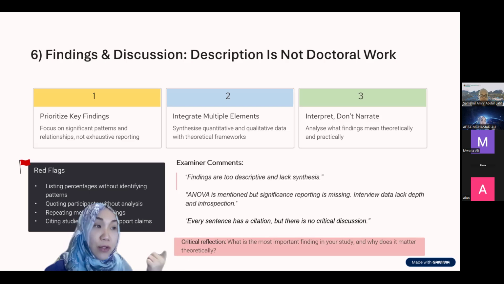If ANOVA is used, examiners expect your p-values, your significance stated. You interpret those tables. What does it mean? The higher the motivation, the higher the attitude or willingness to communicate, whatever. For qualitative interviews, you must report the whys and the hows, not just surface responses.